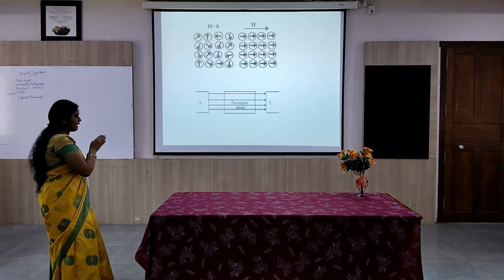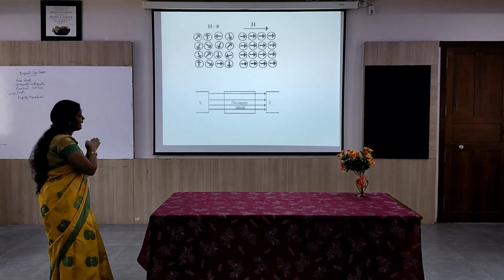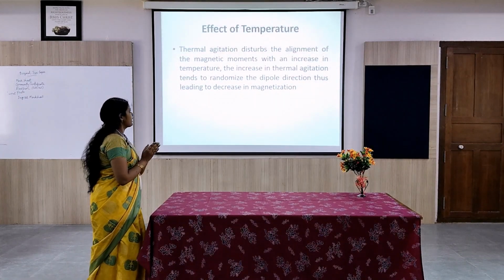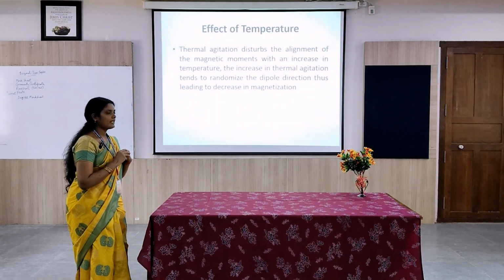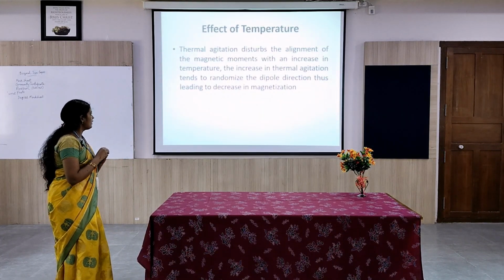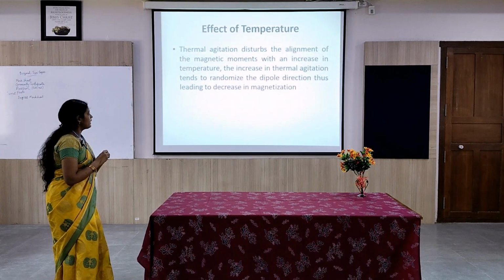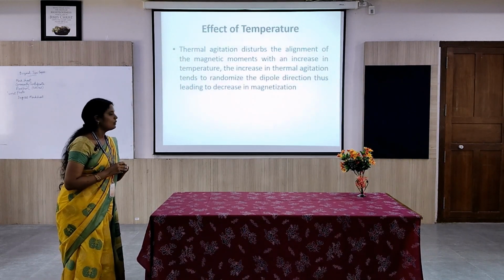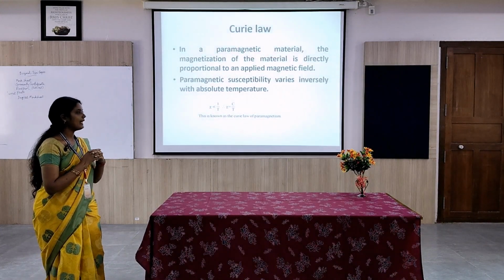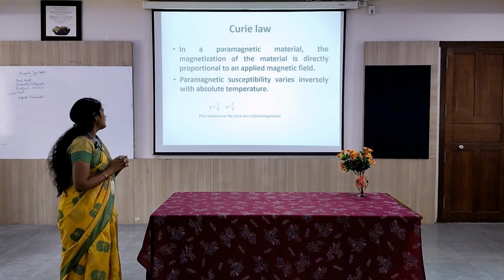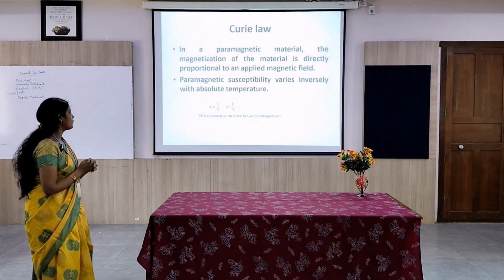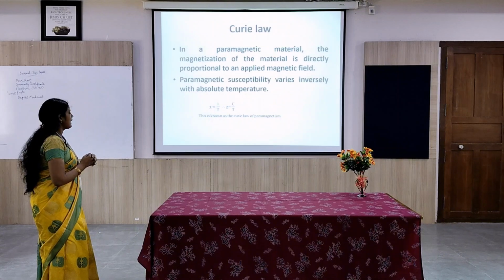When the paramagnetic material is placed in an external magnetic field, it attracts the magnetic lines of force strongly. Next, the effect of temperature on the paramagnetic material. When the temperature increases, the dipoles are rearranged, leading to randomized dipole direction and a decrease in the magnetization value. Next, Curie's law. In a paramagnetic material, the magnetization is directly proportional to the applied magnetic field. The paramagnetic susceptibility varies inversely with the absolute temperature, that is, chi is directly proportional to 1/T. As T increases, chi decreases.